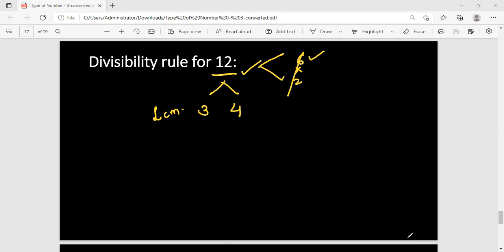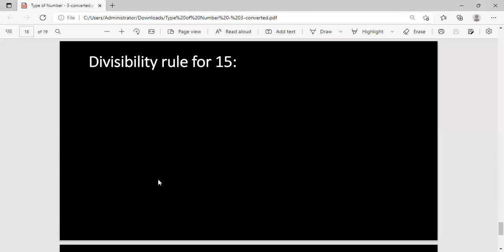So you can use this. If I want to check for 12, I'll check for 3 and 4, and both the divisibility rules we know. For 15, now you can say it will be 3 and 5. Now you can make it. You can make your own divisibility rules, whatever be the number, guys.